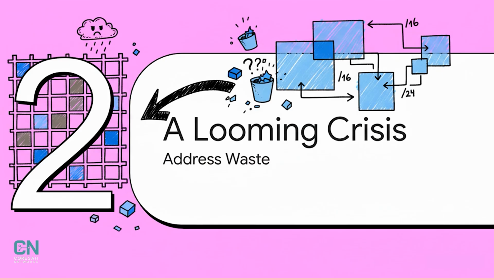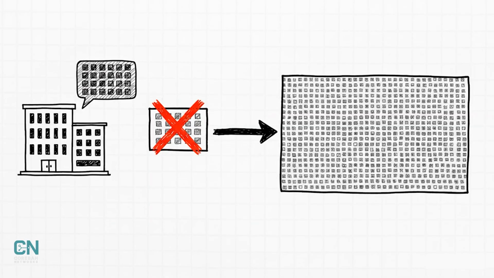This rigid, one-size-fits-most idea created a huge problem that nobody really saw coming, and it threatened to stop the internet's growth dead in its tracks. And that problem was massive waste. So picture this. You've got a growing company, and they need about 1,000 IP addresses for all their computers and servers. Pretty common scenario. Under the old Classful system, what do they do?